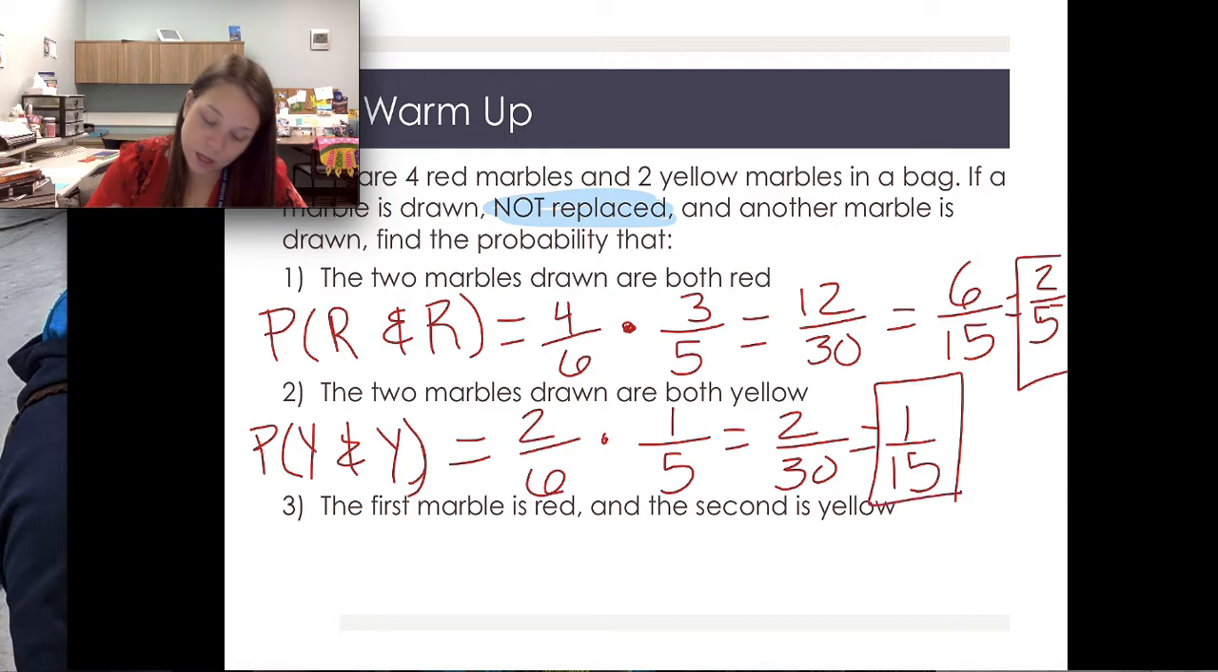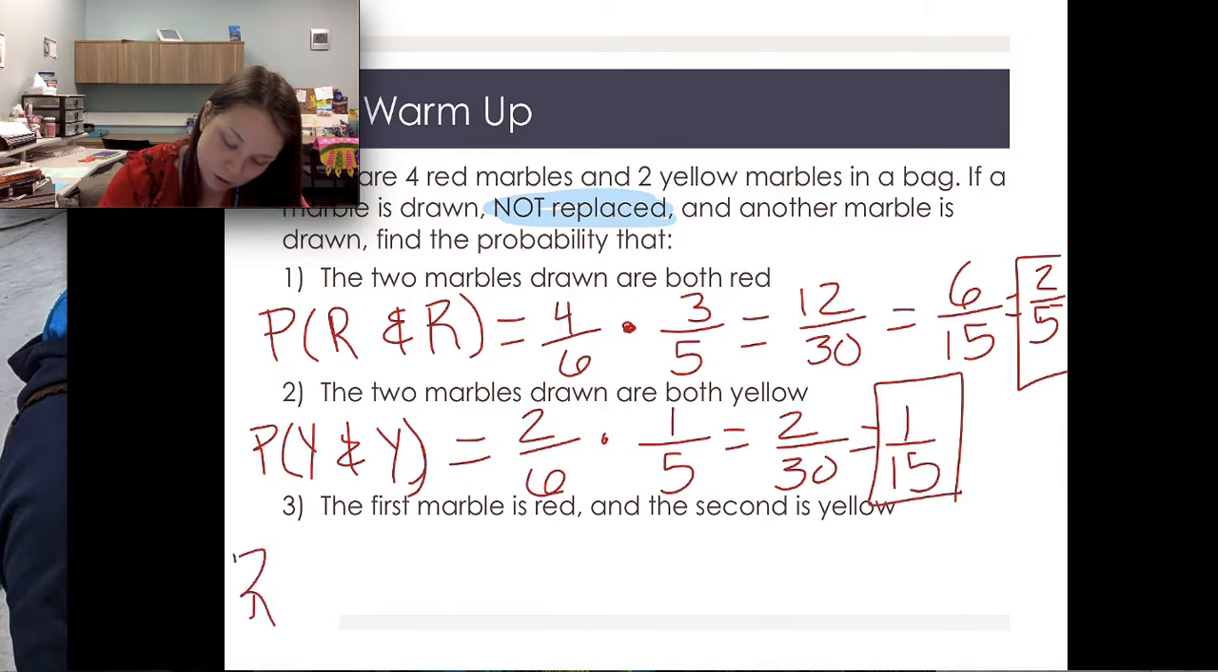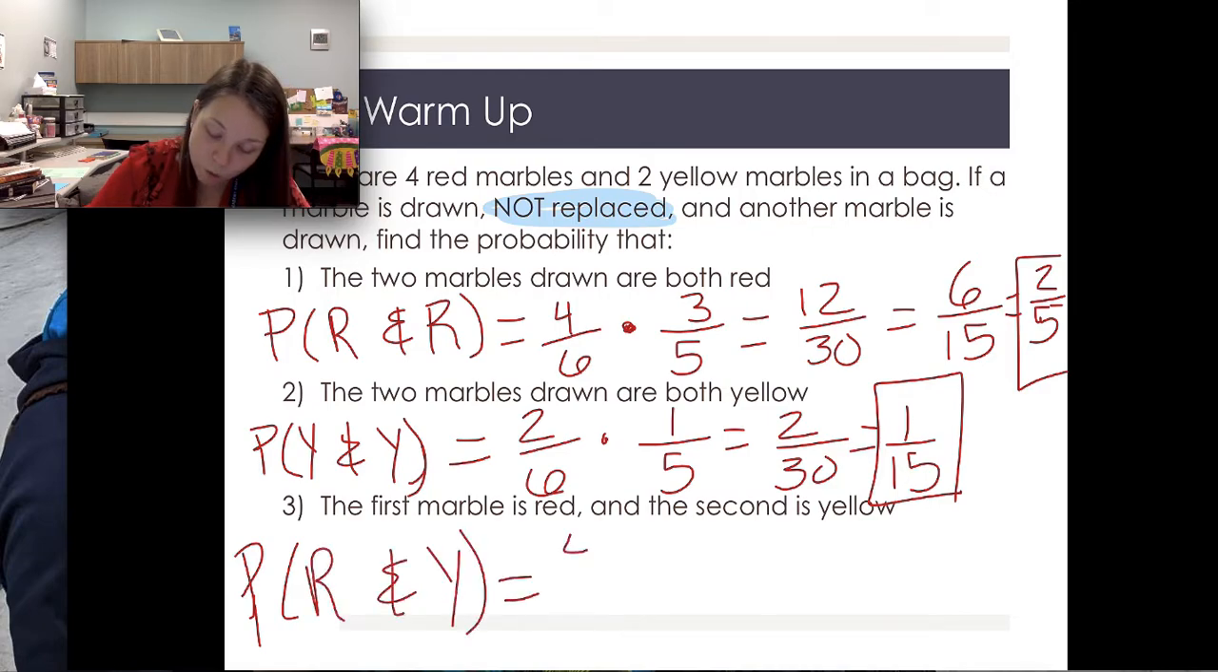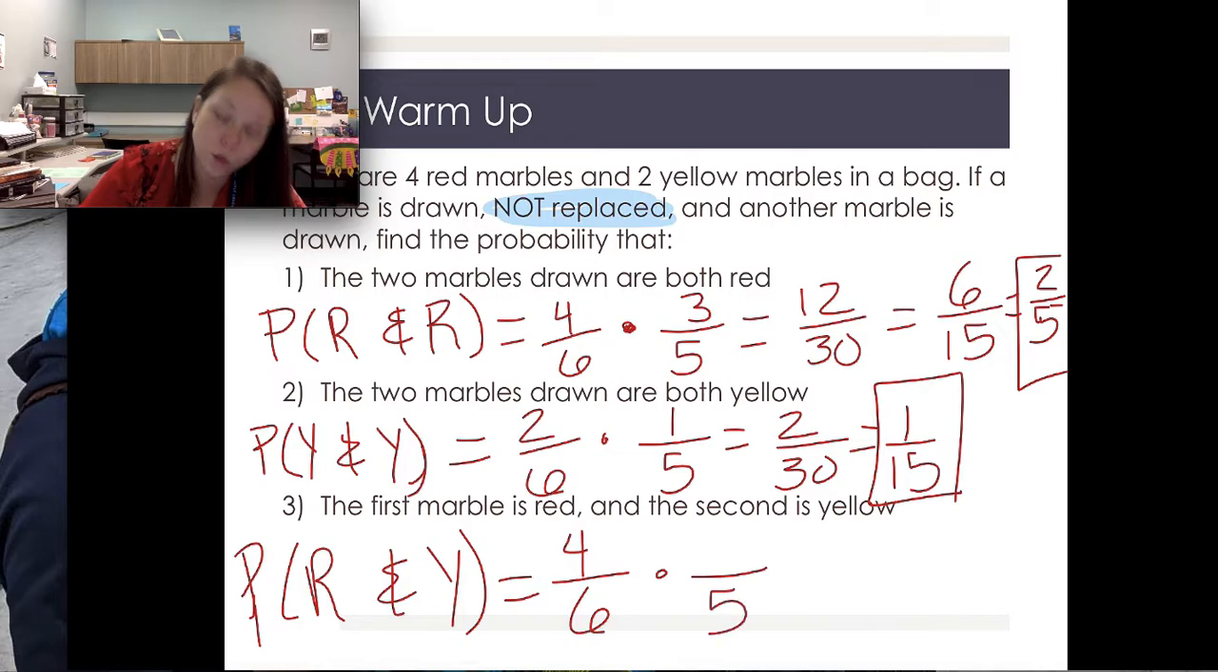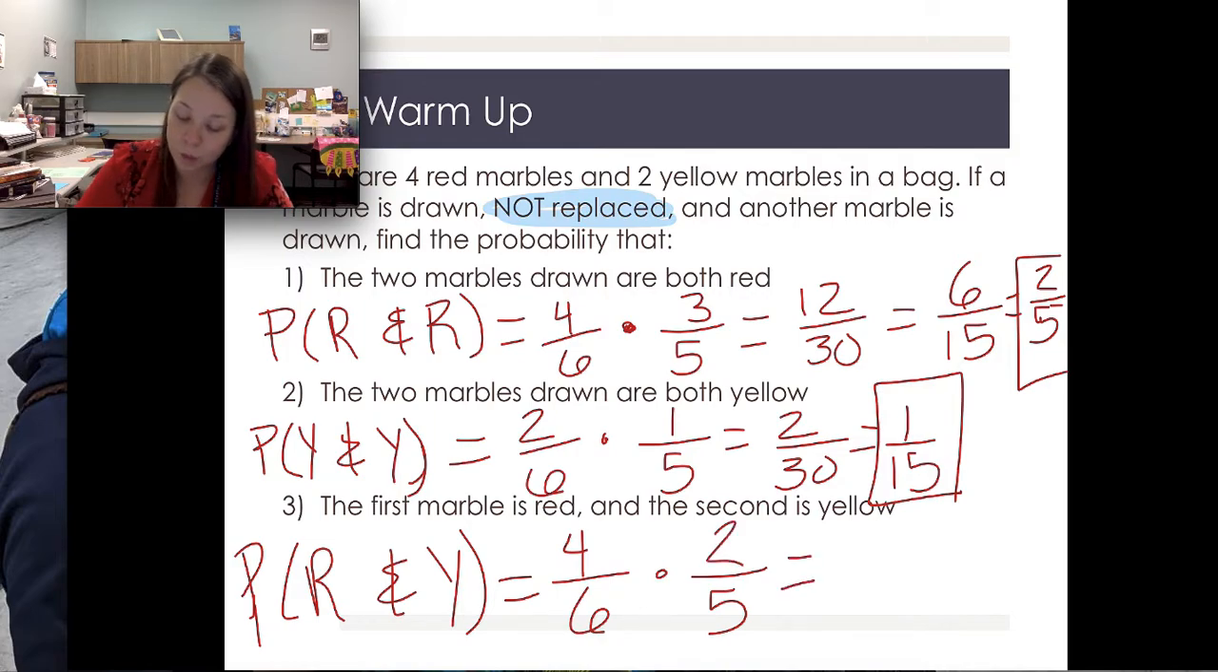And last one, the first marble is red and the second is yellow. So we have red and yellow. Well, there are 4 red marbles, so the first probability is 4 out of 6. Now, if we pick a red marble the first time, that leaves us with a total of 5 marbles. Out of those 5, how many are yellow? Well, we still have 2 yellow marbles. And we end up with 8 over 30, which reduces to 4 over 15.